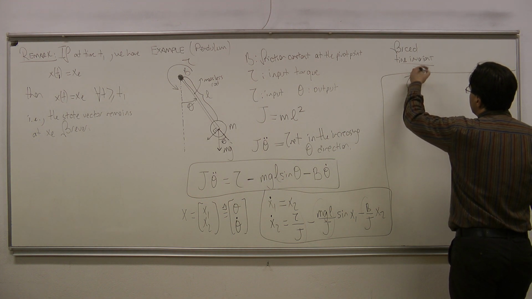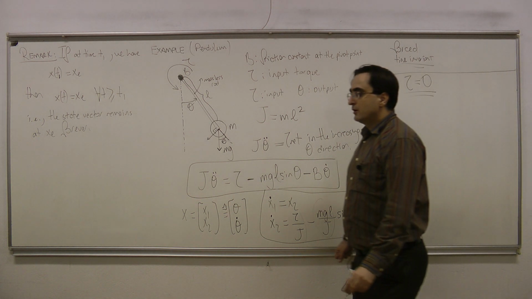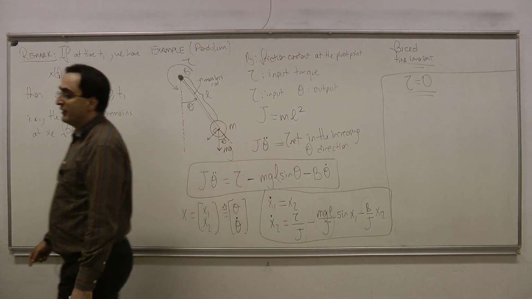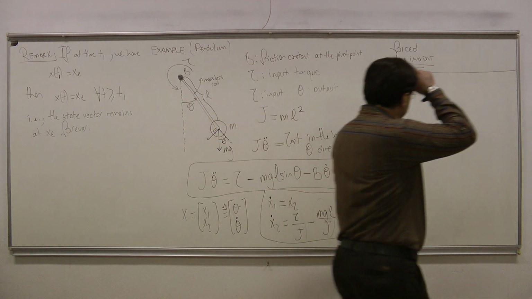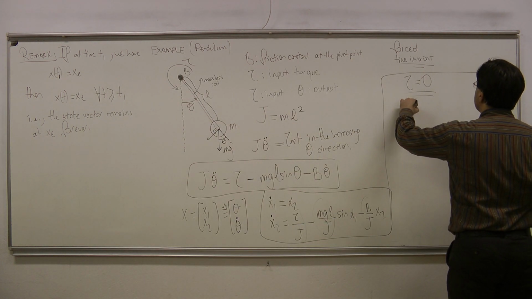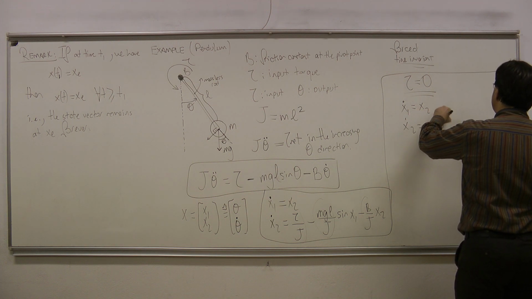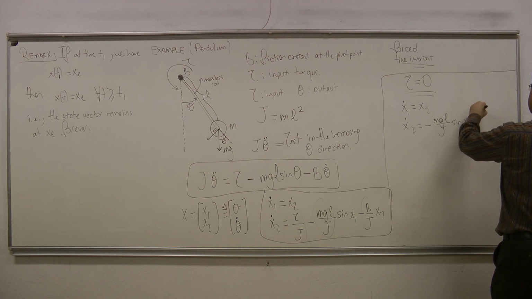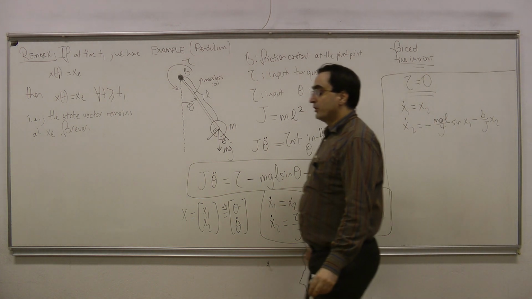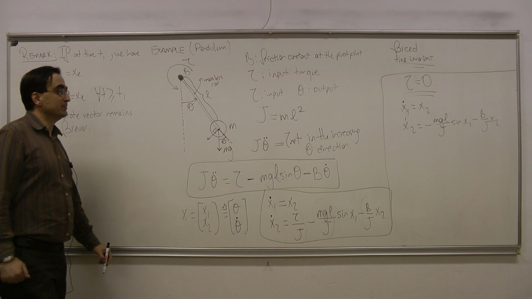So let us say that the obvious selection would be tau is equal to 0. If I take tau is equal to 0, then this system is converted into an autonomous nonlinear system. So I have x1 dot is equal to x2, x2 dot is equal to minus mgl over j times sine x1 minus b over j times x2. Okay? So this is my nonlinear autonomous system.